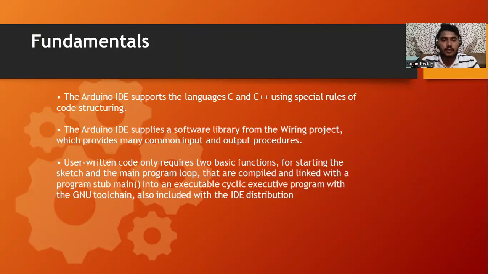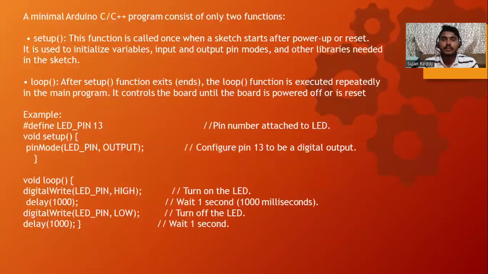The Arduino IDE supports the languages C and C++ using special rules of code structure. The Arduino IDE supplies a software library from the Wiring project, which provides many common input and output procedures. The user written code only requires two basic functions, for starting the sketch and the main program loop, that are compiled and linked with the program stub main into an executable cyclic executive program with the GNU toolchain, also included with the IDE distribution.